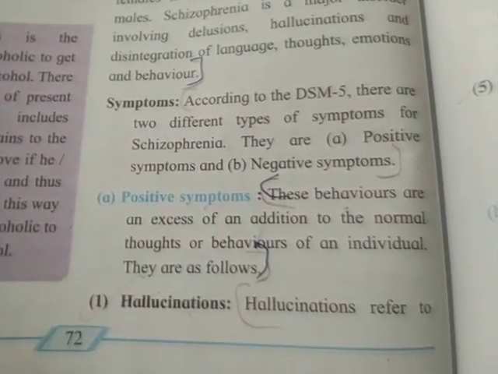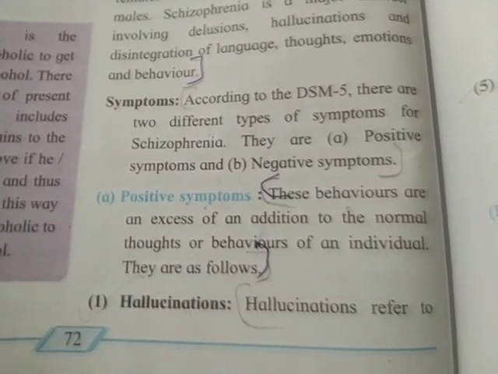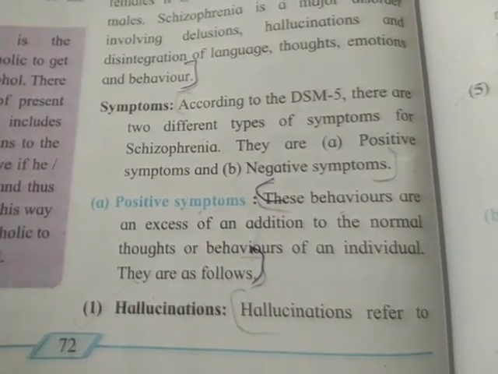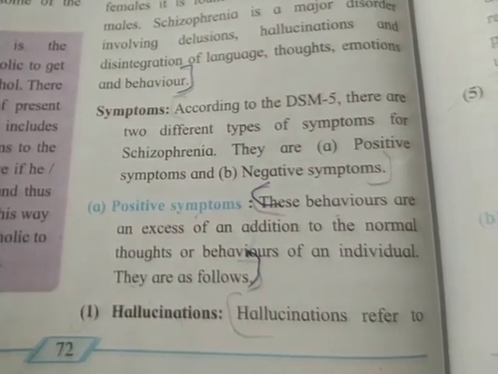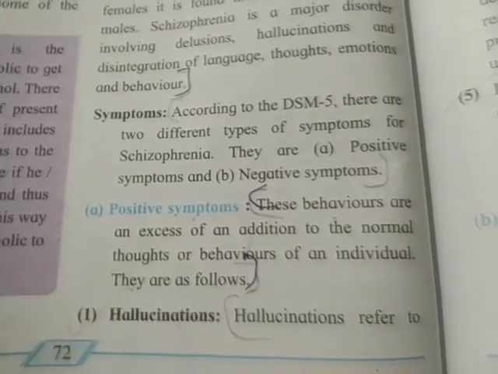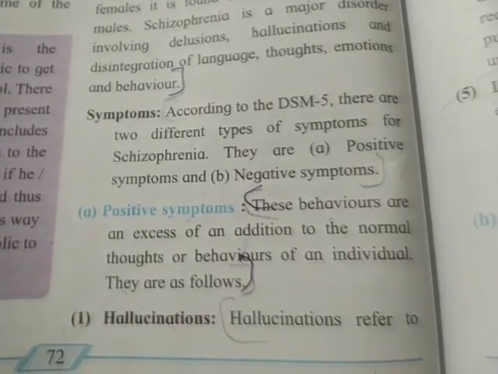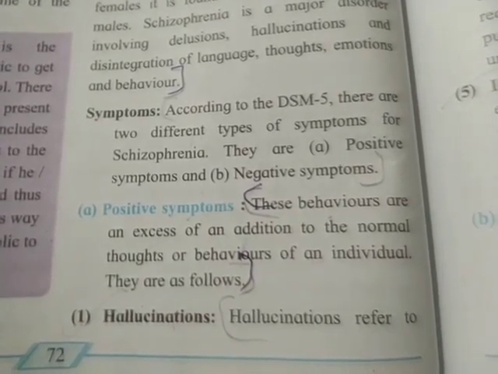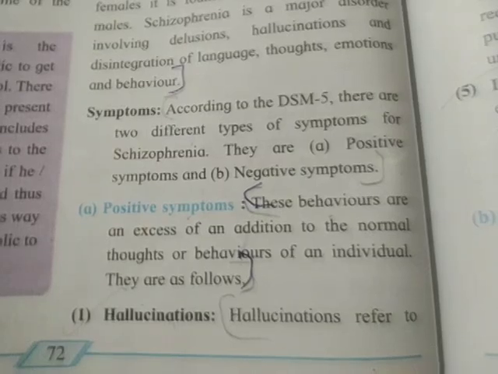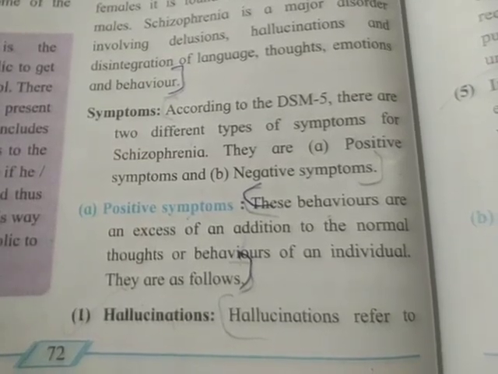Symptoms of schizophrenia. According to the DSM-5, there are two different types of symptoms for schizophrenia. They are positive symptoms and negative symptoms. A. Positive symptoms. These behaviors are in excess of, or an addition to, the normal thoughts or behaviors of an individual.